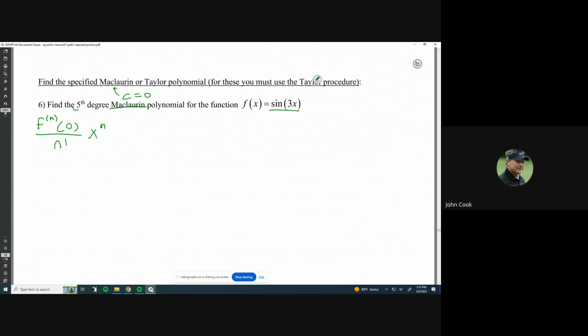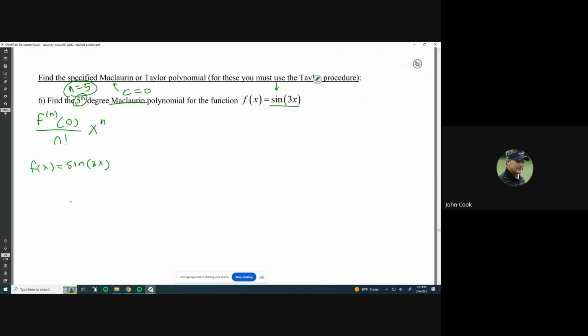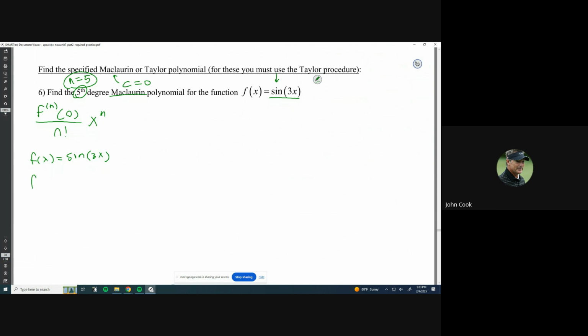So in this case, I need to find the 5th degree Maclaurin polynomial that approximates this. So 5th degree means that I'm going to go up to n equals 5. Okay, so I start with 0. Different teachers teach this in different ways. I always do this in the following procedure. I start with my function, f of x, and then the first thing I do is take 5 derivatives, because n equals 5, so I need to go up to the 5th derivative term. So I just do the first 5 derivatives real quick.